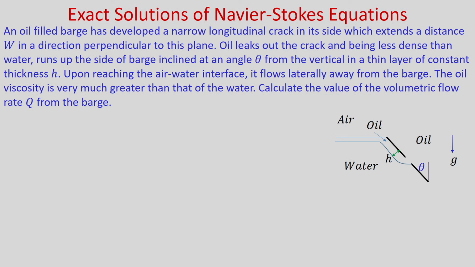So, you can see this is the oil filled barge. So, there is a crack, and from this crack this oil is flowing inside, and as water is here, it is forming a thin film of thickness h, and this oil is going up and here air is there. So, it is flowing over this water in this direction. Okay. So, this plate you can see it is having this angle theta with the vertical direction. So, we need to find what is the Q or volume flow rate of this oil.